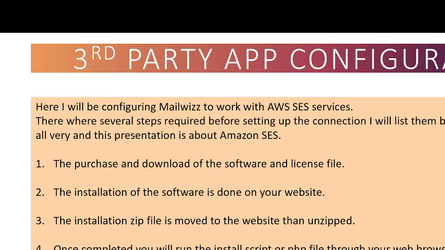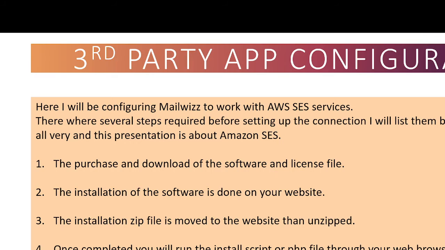Second step, the installation of the software is done on your website. It has to be downloaded on the website. The installation zip file is moved to the website, then unzipped. Step number 4, once the above step is completed, you will need to run the install script or PHP file through your web browser by pointing to the file location.